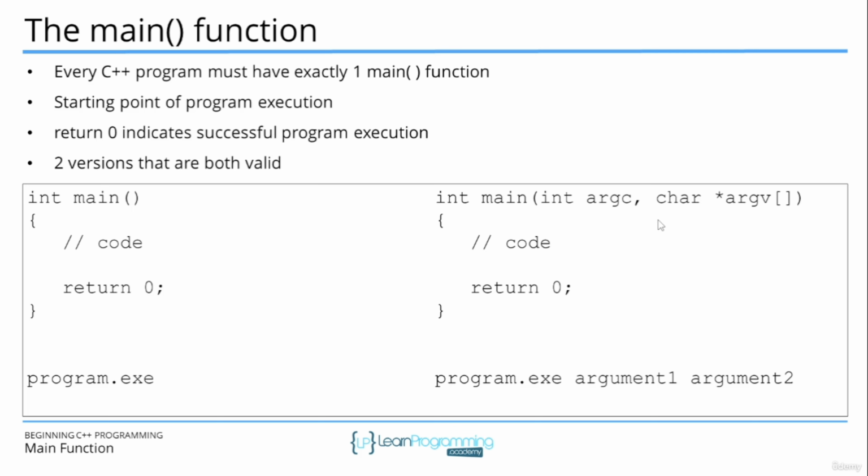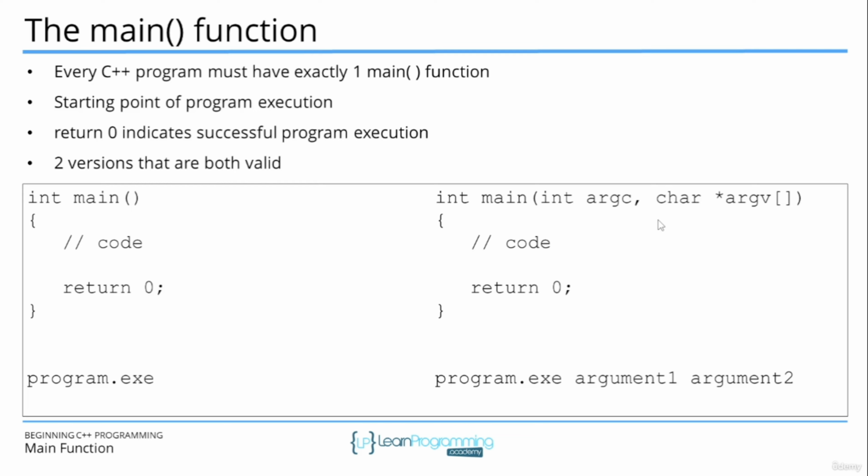There are two versions of main, and they're both valid as per the C++ specification. So far, we've only seen the version on the left, which returns an integer and has nothing between the two parentheses. This version of main expects no information from the operating system in order to run. This is the version that we'll use mostly in this course.